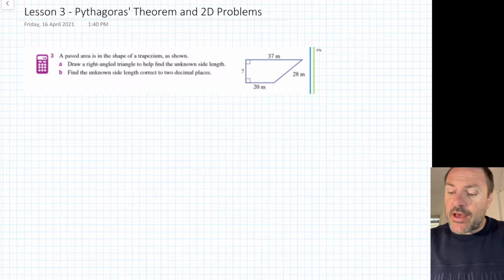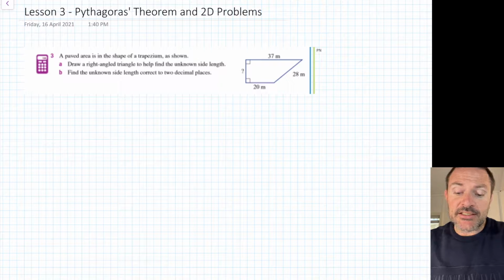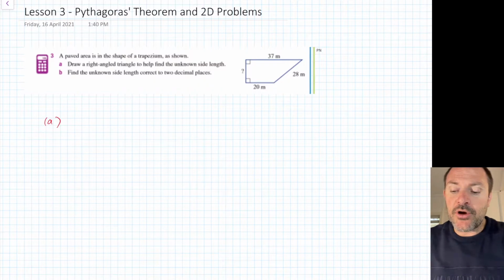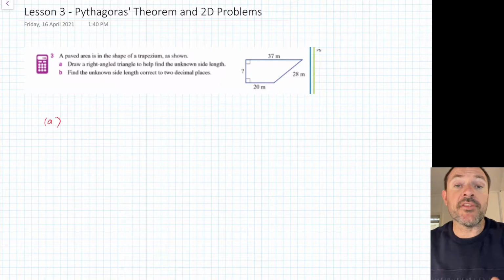So this one here, we have a nice trapezium. And first of all, it's holding our hand a little bit. It's asking us to draw a right-angled triangle to help find the unknown length. You can see the unknown length there is marked by the question mark.